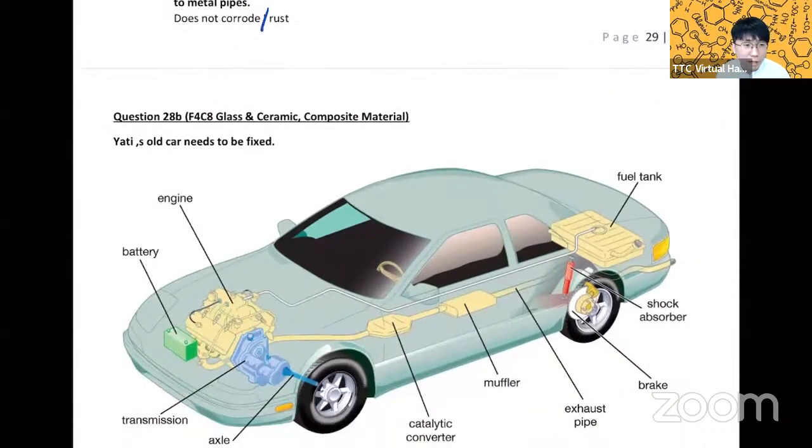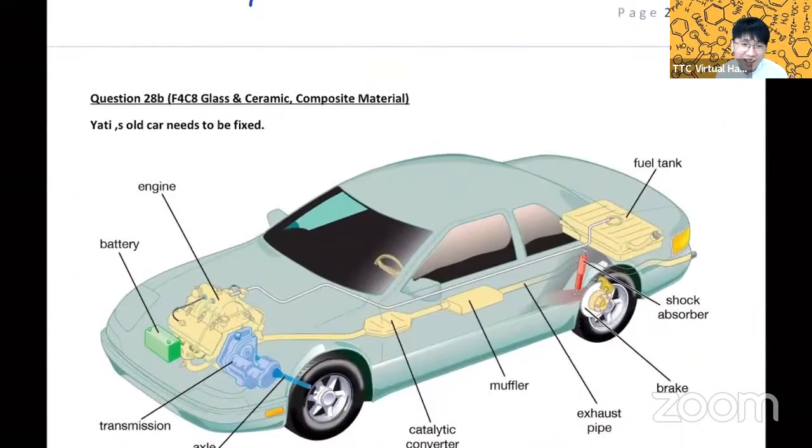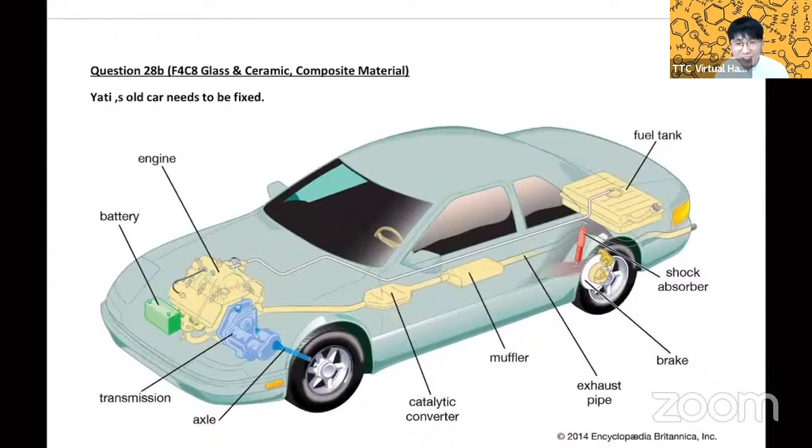Okay, so now we are going down into a car. Guys, physics. You thought you could throw away physics, but no, we are back to physics again. Yes, physics again.